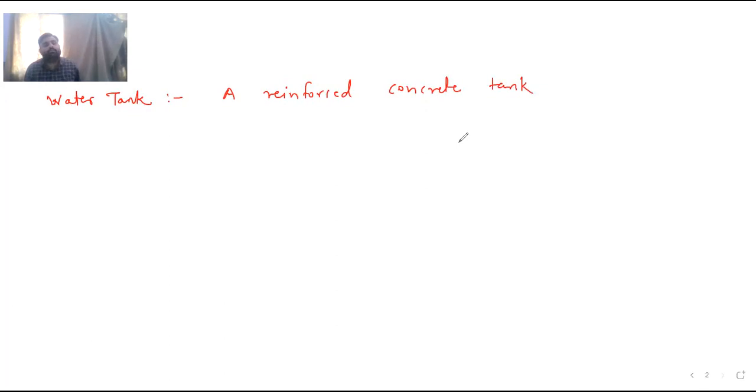First of all, I will write what is the meaning of water tank. In short, a reinforced concrete tank. Also, in competitive examinations, there will be only one or two questions on the water tank, so it carries less weightage.